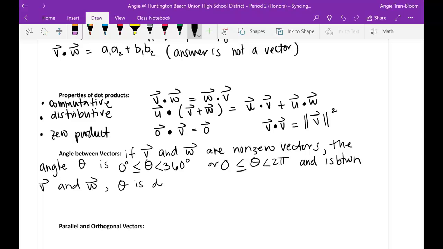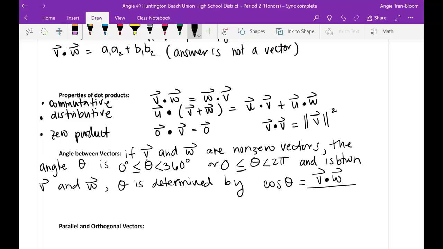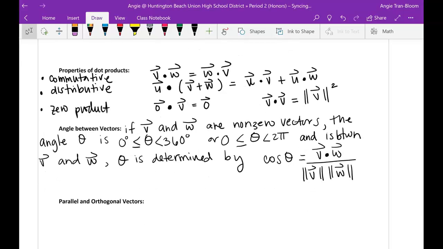Theta is determined by cosine of theta equals the dot product of v and w, all over the magnitude of vector v times the magnitude of vector w. Okay, the reason I can say times on the denominator is because when I find the magnitude, those are constant numbers. And with constants, I can say multiplication. With vectors, I have to use the terminology dot product.